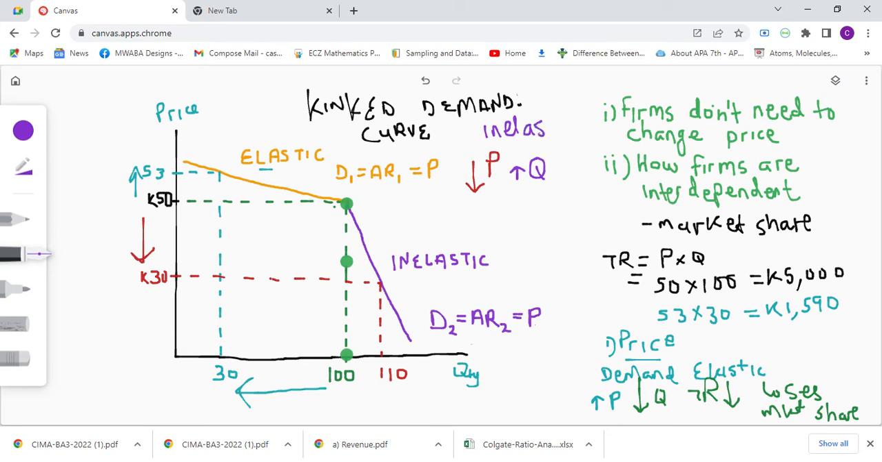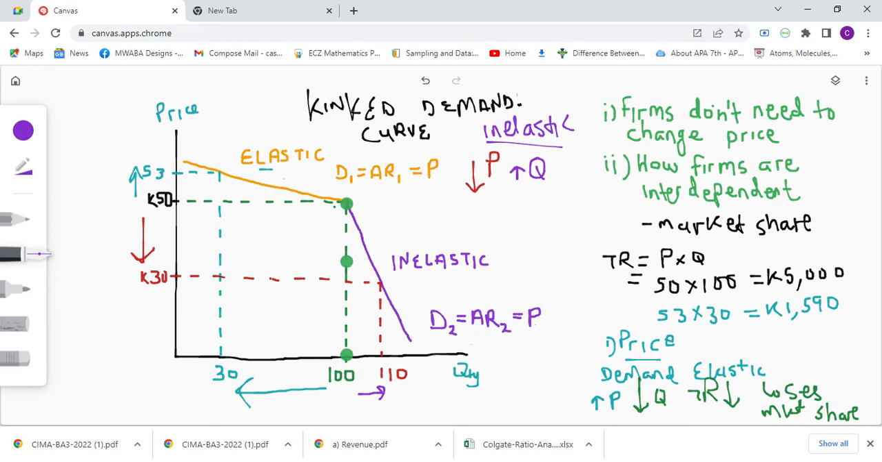So because other firms have followed suit, demand will become elastic. As you can see, we just have an increment of quantity of 10, from 100 to 110. Quantity has just increased by 10 because other firms have followed suit. So it doesn't mean that you have a huge market share for a long time. No. The moment you reduce the price, other firms are going to follow, and the demand is going to become inelastic.